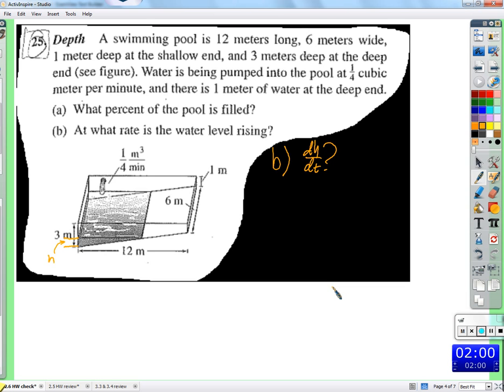Is it consistent? No, it's not, because if the same amount of volume is coming in, that volume has to spread out across more and more area the higher the height is. And that surface area of the top is changing because we have this shape of a swimming pool. So all that is to say, dH dt is changing all the time. It's different from one second to the next second. So we want to figure that out.